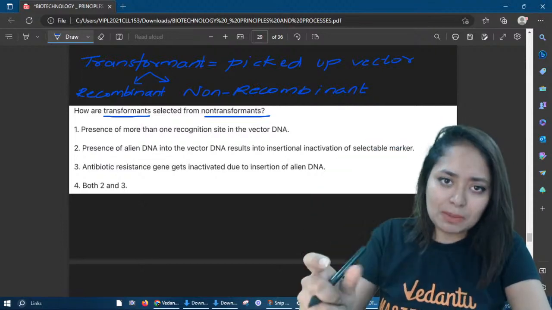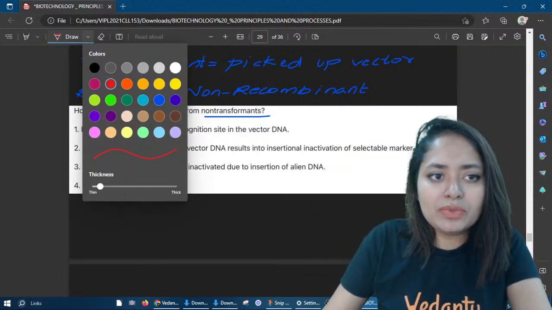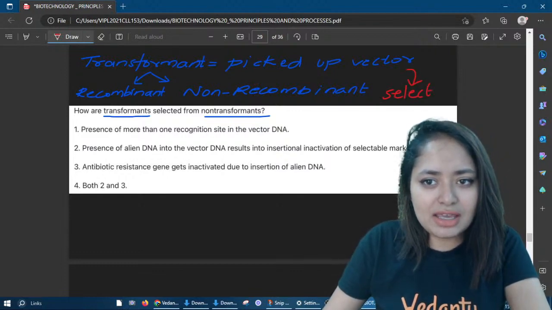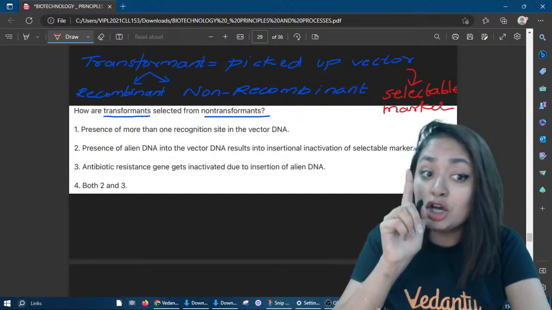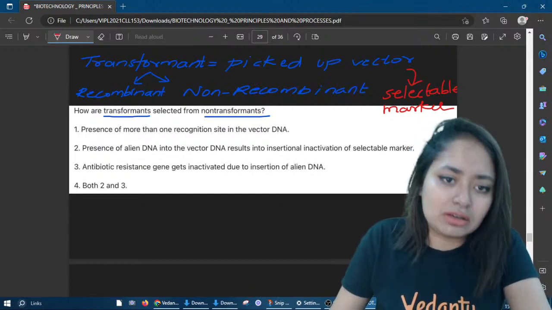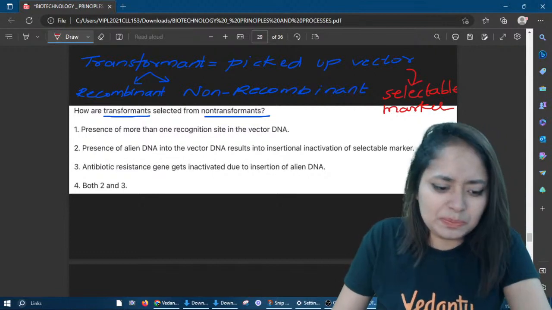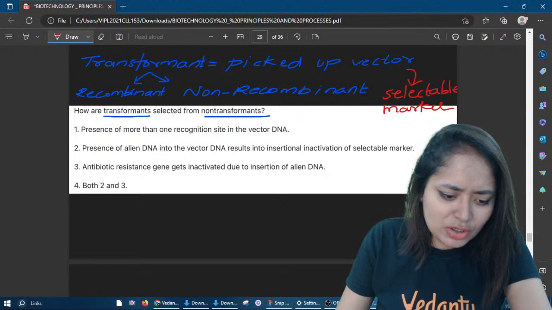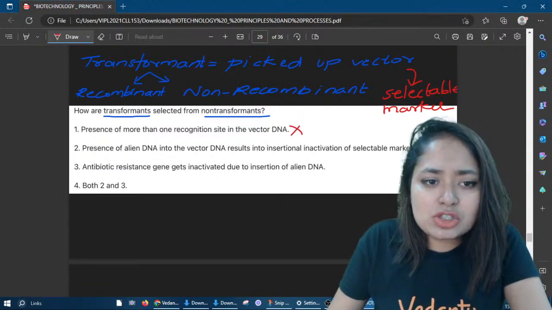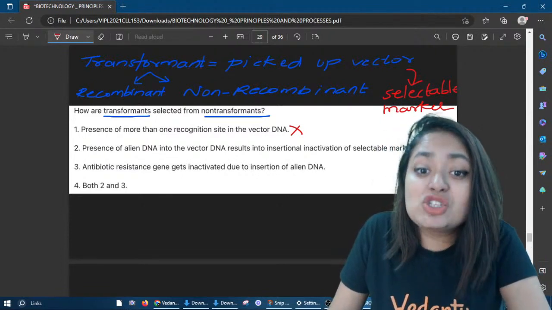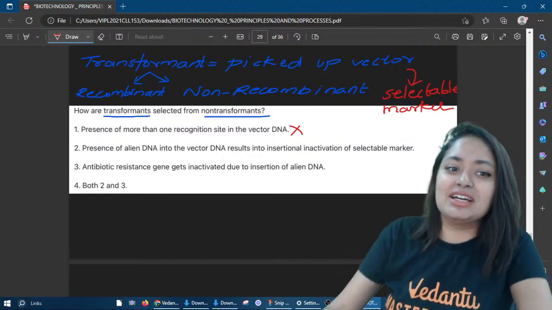So, if somebody picks up a vector, obviously, what will they show? They will have features of a selectable marker. Kuch to selectable marker ke features dikhayenge. Hai na? Options hai. Presence of more than one recognition site in vector DNA. Bacho, do you think this is the answer? Do you think it's the answer? No. Presence of alien DNA into the vector DNA results in insertional inactivation of the selectable marker.